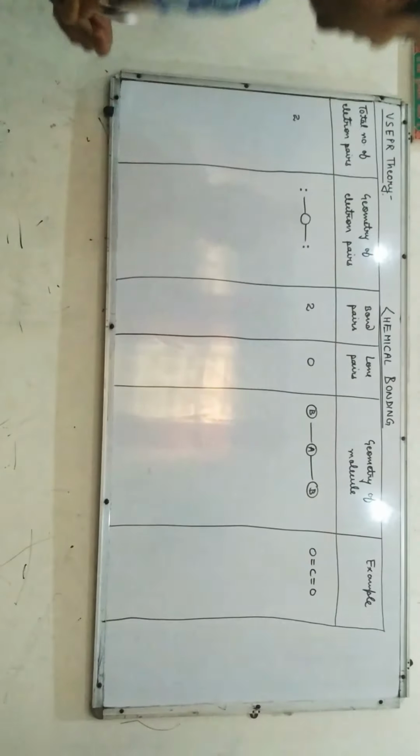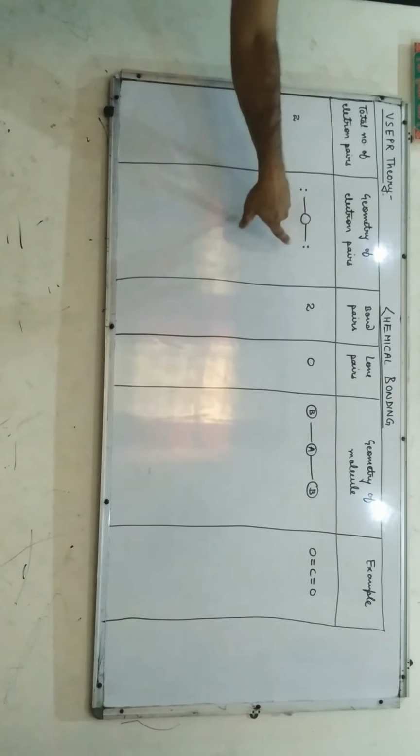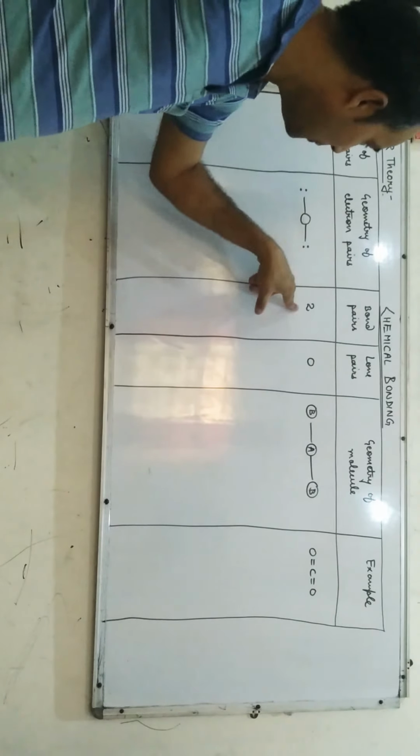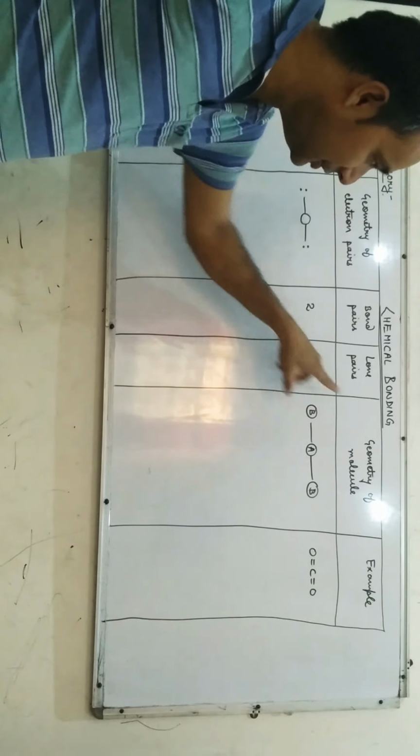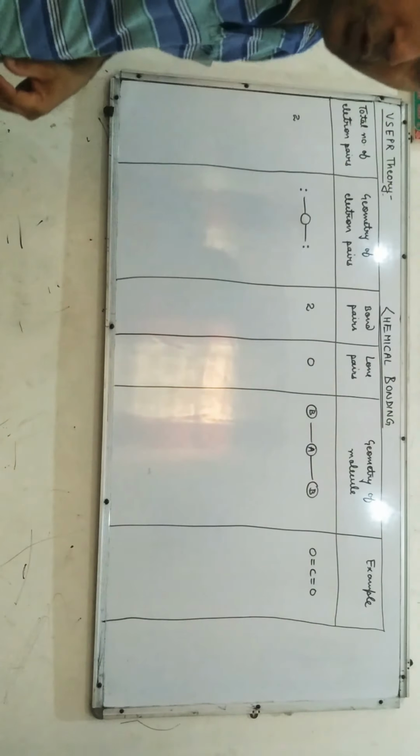I repeat it again. If the total number of electron pairs is 2, the geometry of electron pairs is like this. Here the number of bond pairs is 2, lone pairs are 0. Geometry of molecule will be linear, and the example is CO2.